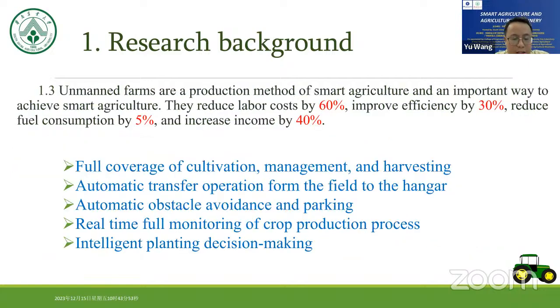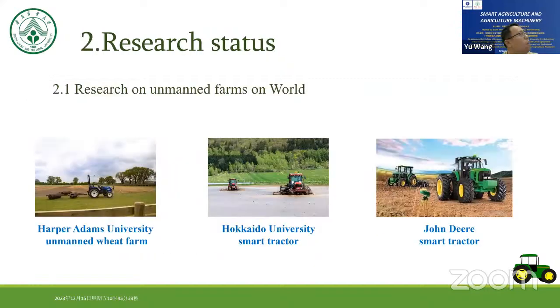Unmanned farm is the production method of smart agriculture. It reduces labor cost by 60%, improves efficiency by 30%, reduces fuel by 5%, and increases income by 40%. The unmanned farm has 5 features. Professor Law has introduced this, so I think I don't need to read line by line. Then I will introduce the research on the unmanned farm in the world.